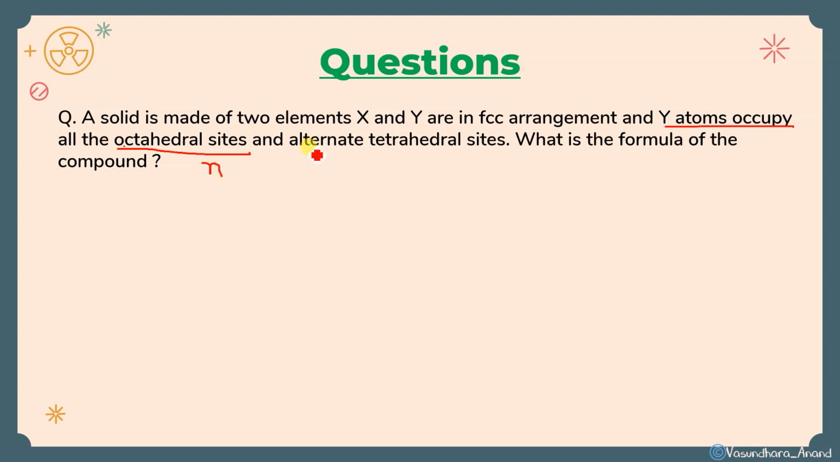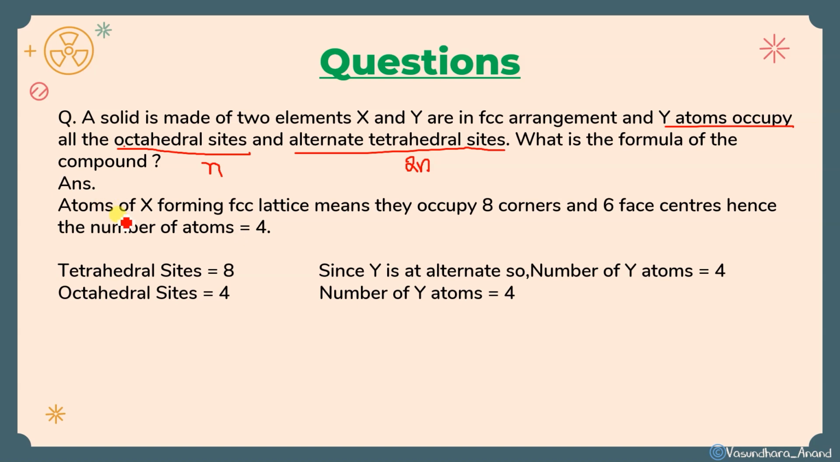And at alternate tetrahedral sites. Alternate tetrahedral sites, that means they are on the body diagonal. So the total tetrahedral sites are 2n. If we talk about the alternate ones, it will also be n. So what is the formula of the compound? Let me show you.